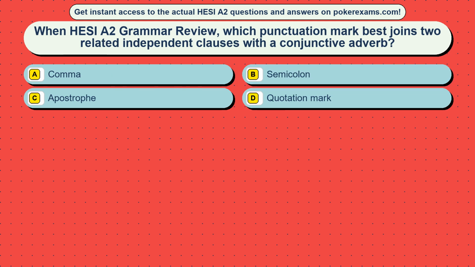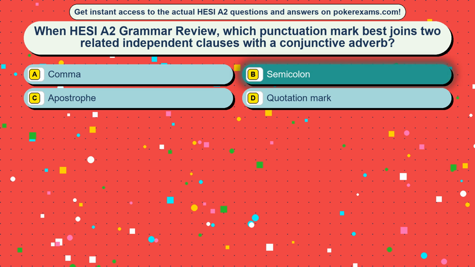Question 29. When HESI A2 Grammar Review, which punctuation mark best joins two related independent clauses with a conjunctive adverb? Option A, comma. Option B, semicolon. Option C, apostrophe. Option D, quotation mark. The correct answer is option B, semicolon.